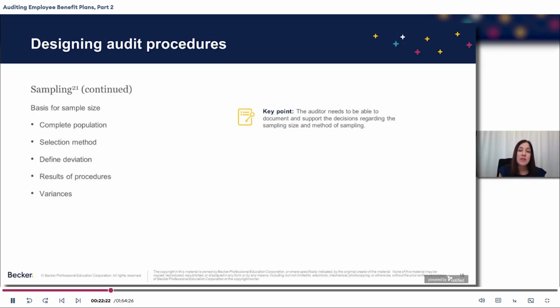PPC has a checklist that can assist you with determining the sample size. Knowledge Coach also has some forms that can assist you with determining sample size. Your firm may have their own methodology for determining a sample size.